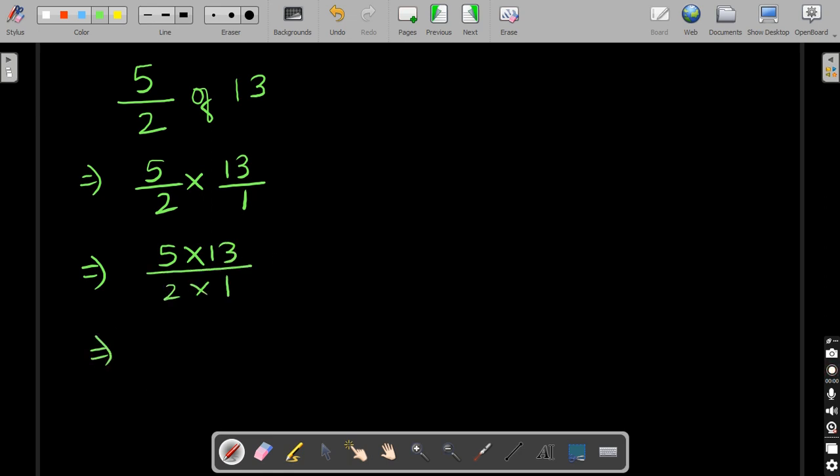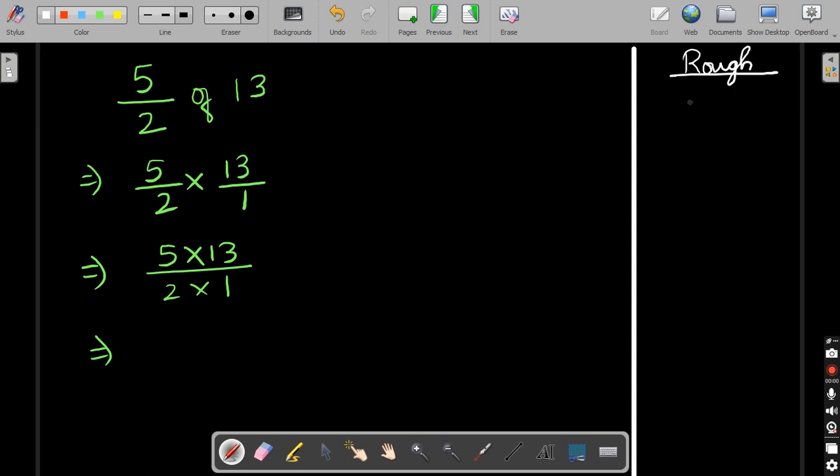Now I need to multiply 5 into 13. Always remember, maintain one rough side. If you remember to make the rough side, half of the calculation will be easy, because you can trace where you have gone wrong. In your notebook you can make it rough every time. Now how will we solve here? 13 into 5: 5 3s are 15, carry 1. Now 1 5 is 5, plus 1 is 6. Now here I will write 65 divided by 2.